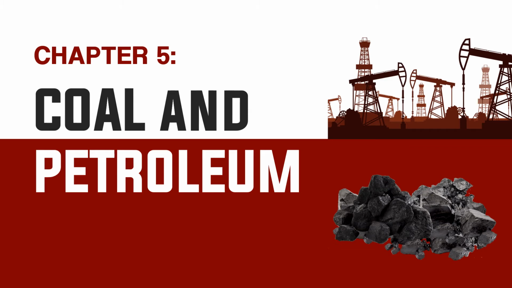Chapter 5, Coal and Petroleum. In the last class we studied some natural resources, which can be classified as inexhaustible natural resources, like sunlight or air, because they are not exhausted and not supposed to be finished, and exhaustible natural resources like petroleum, wildlife, forest, natural gas, coal, etc. Today we are going to study about coal.